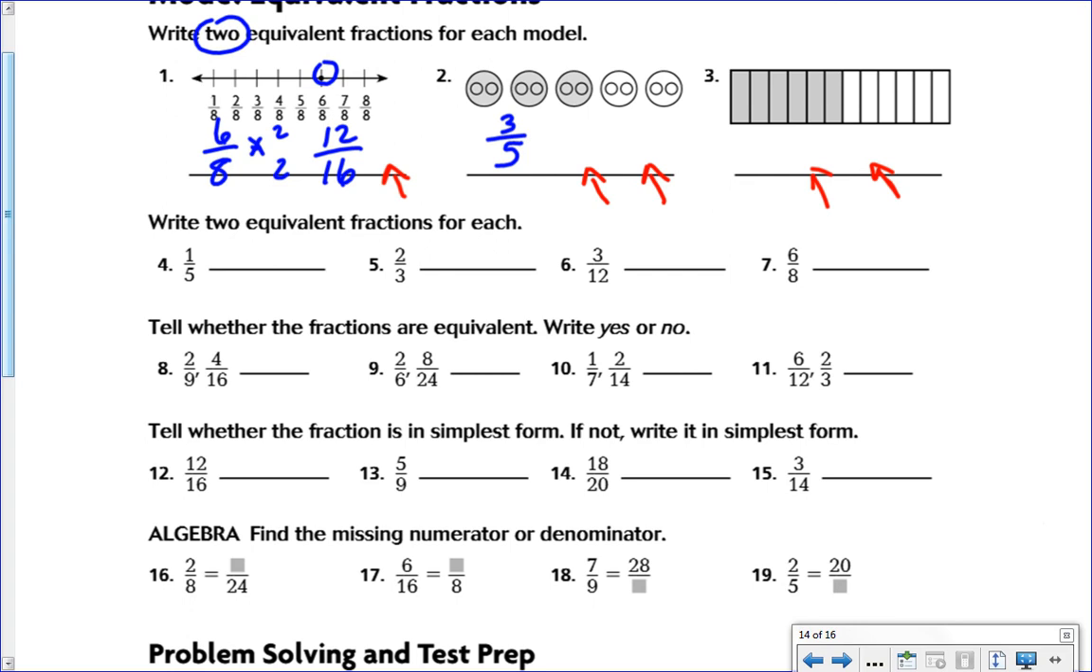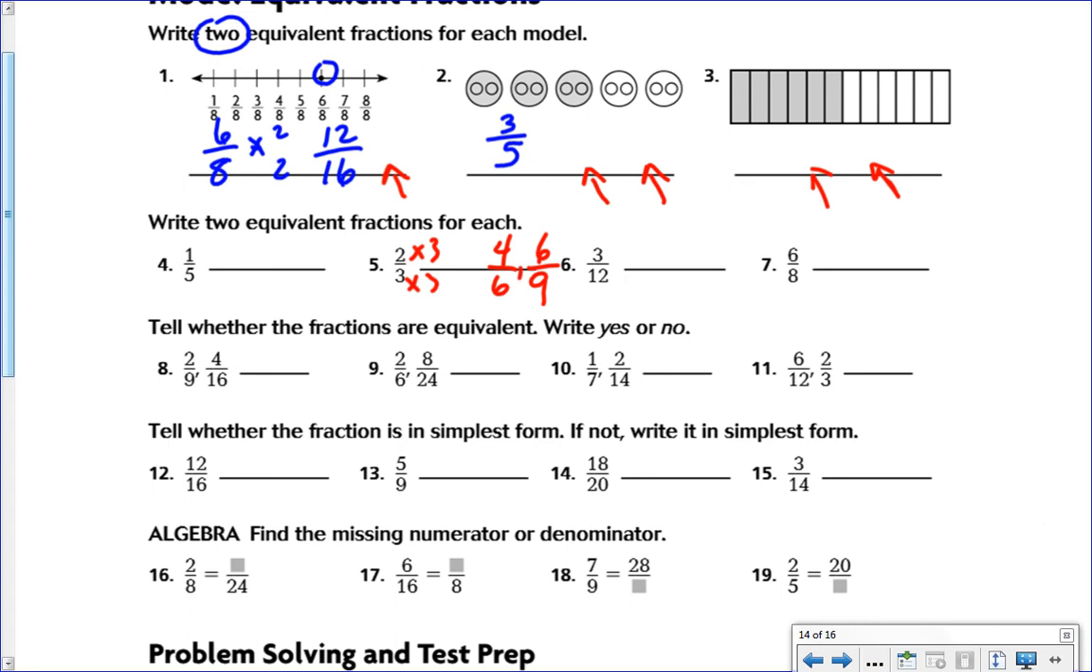Let's start with number 5. I'm just going to go by 2 because that's the easiest. 2 times 2 is 4. 3 times 2 is 6, so 4/6 would be one of them. Okay, and then I can also go 2 times 3. 2 times 3 is 6, and 3 times 3 is 9. So 4/6 and 6/9 are both equivalent fractions for 2/3.